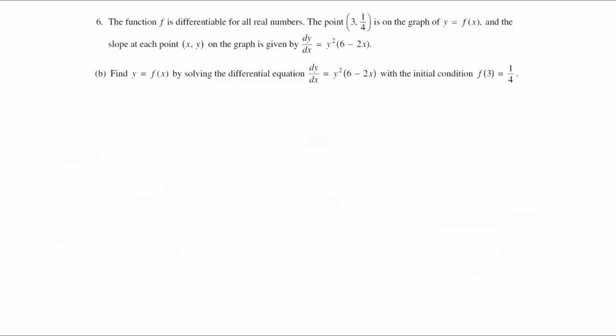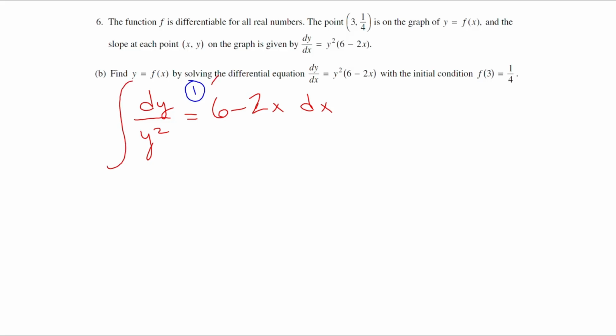In part B, it just asks us to solve this differential equation given that same initial condition. And since this is a product of x and y terms, we are going to use separation of variables to integrate this. So we're going to divide by y squared to get dy over y squared, and we're going to multiply by the dx to get (6 minus 2x) dx. And first of all, they give you a point just for doing that really basic cross multiplication, essentially. So 1 point for separating the variables.